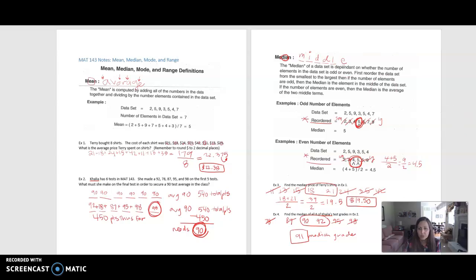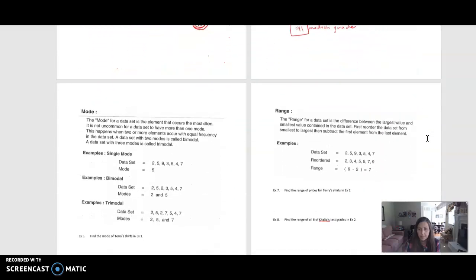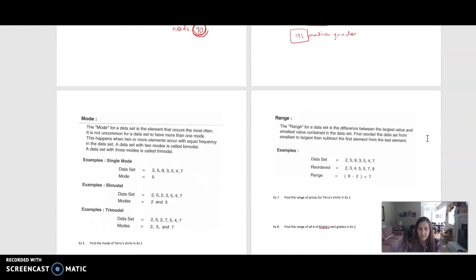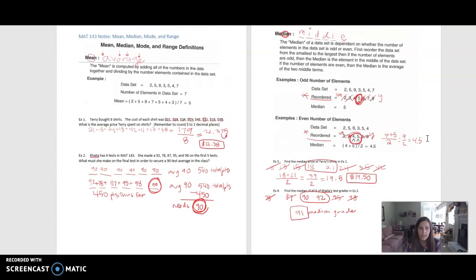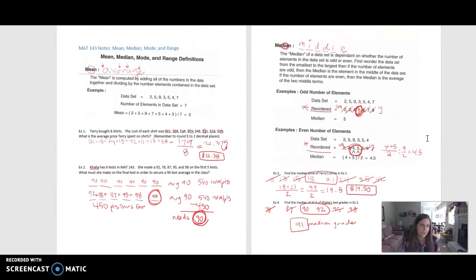Moving on to the last page. Let's see. I think I'm going to pause this and do the last 2 pages as a second video because I'm afraid I might not have time to finish it all. So this is the video for mean, which means average, and median, which means middle.